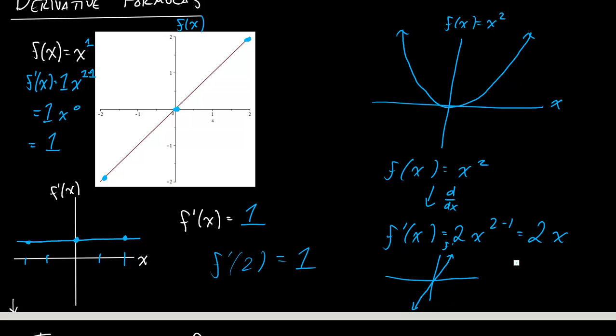It's actually just going to look like a line. That's really neat. And we could also plug points in, right? So we could know that f prime of 5 is equal to 2 times 5, which is 10. That means the derivative, the slope at x equals 5, would be 10.